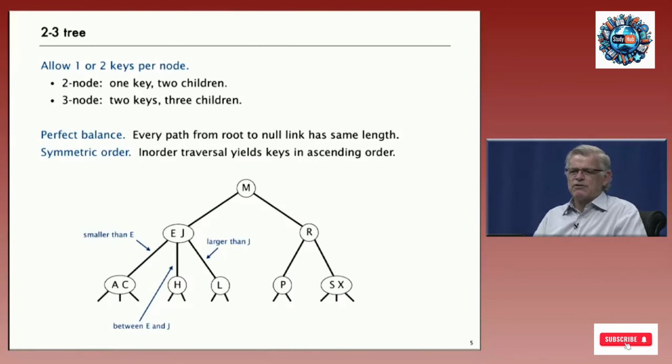As I mentioned, the symmetric order is part of the definition of a 2-3 tree. Every 3 node has 3 links and 2 keys. The left link points to a 2-3 tree with the keys that are smaller than the smaller of the 2 keys in the 3 node. The middle link points to a 2-3 tree that contains all the keys that are between the 2 keys. And the right link points to a 2-3 tree containing all the keys that are larger than the larger of the 2 keys in the 3 node.